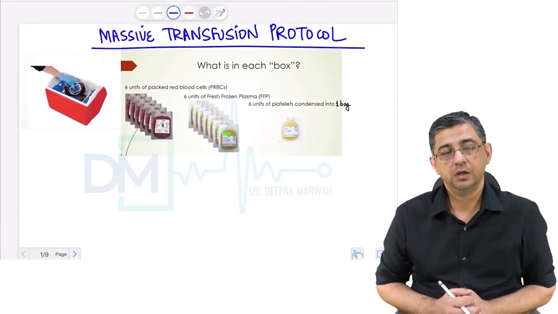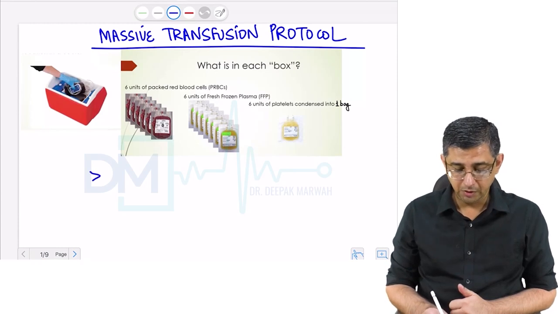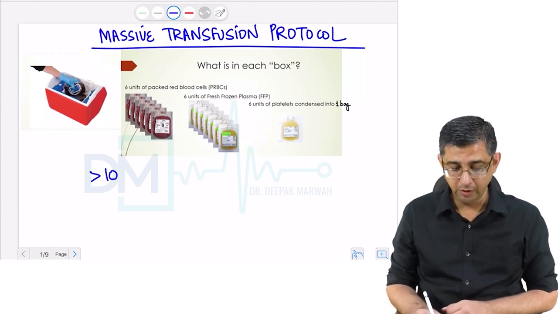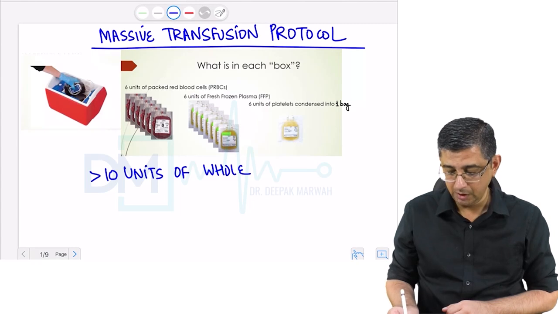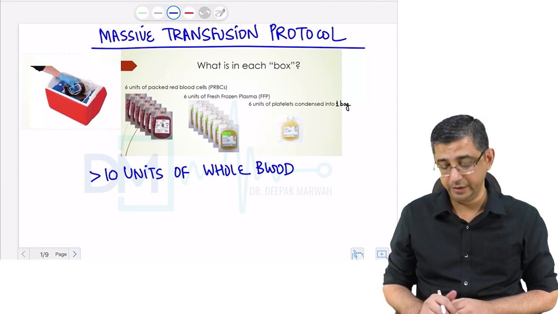Hi guys, welcome back. We shall now be talking about massive transfusion protocol. The definition for this has been replacement of the entire blood volume of the patient in a 24-hour period, which might be written as more than 10 units of whole blood that was administered to the patient. Though there can be complications also, we'll definitely ensure that those complication rates are minimized.